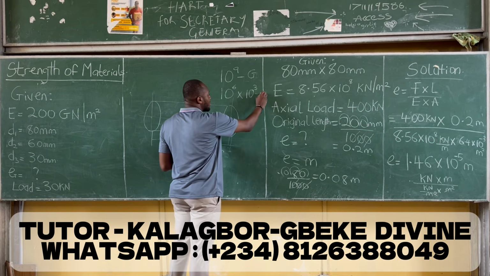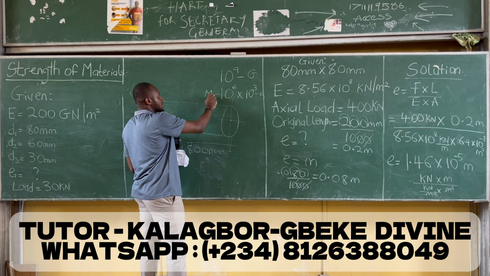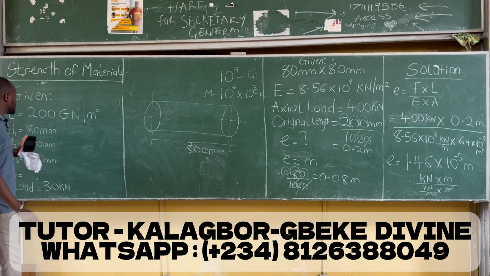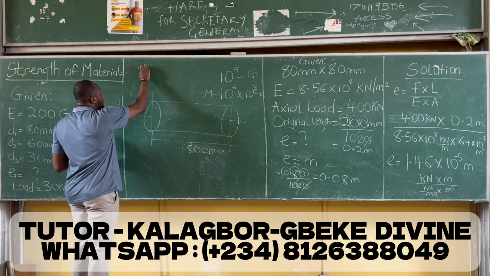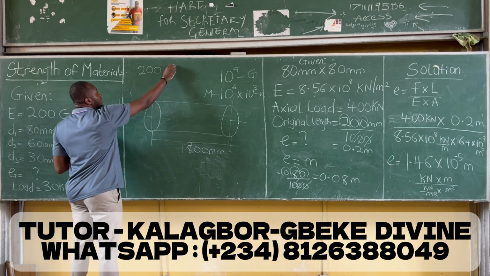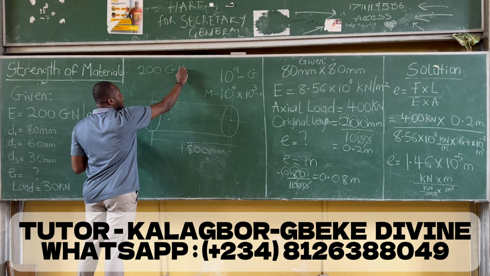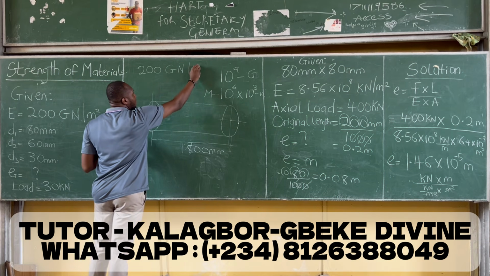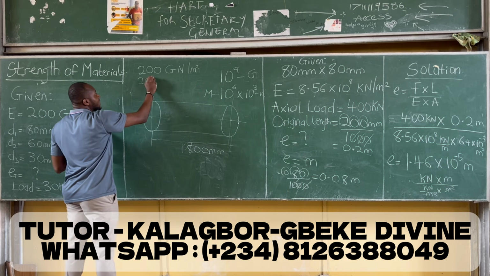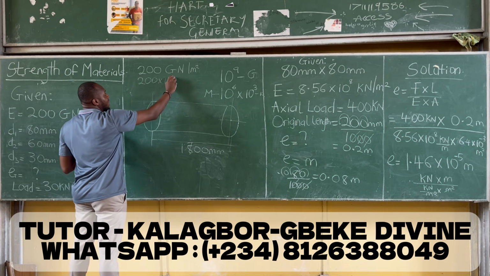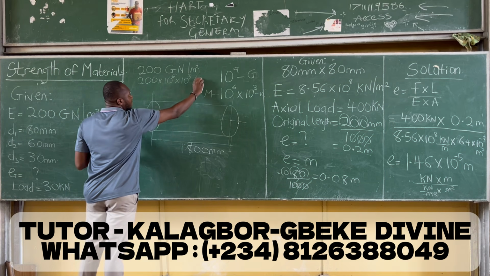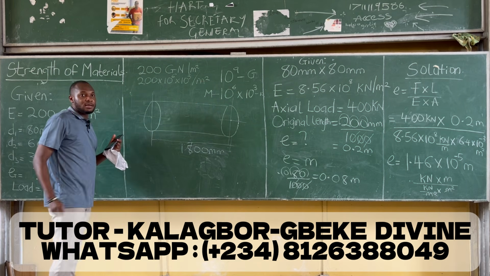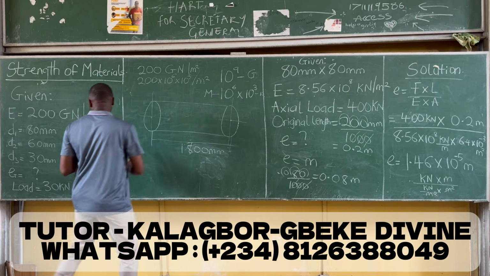This is kilo. This is mega. So now, if we want to convert this 200 to kilo, what do we do? 200 giga Newton per meter square. It's simply 200 times 10 raised to power 6 times 10 raised to power 3 per meter square. Right? So now we know that this is kilo and we want to give our answer in kilo.